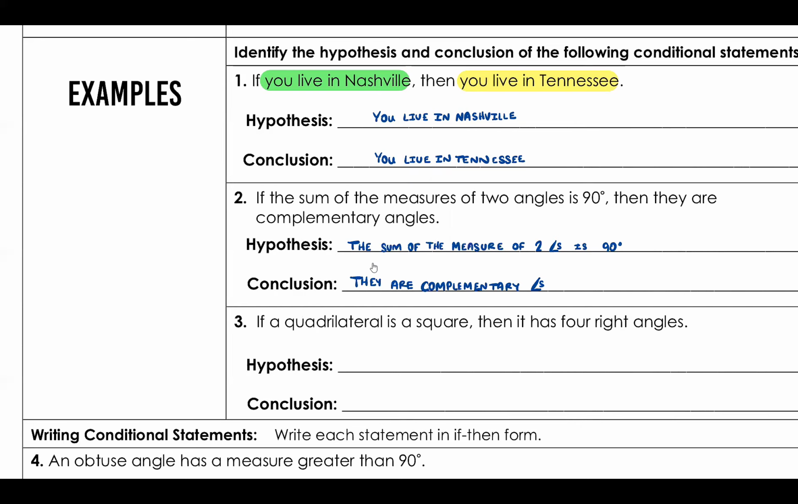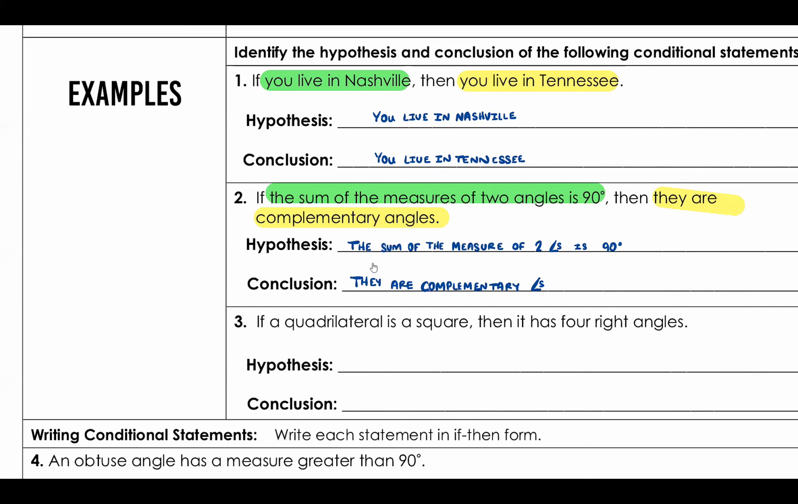Okay. Our conclusion is they are complementary angles. Our hypothesis is the sum of two angles is 90.